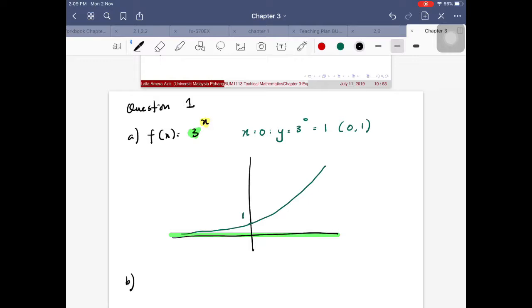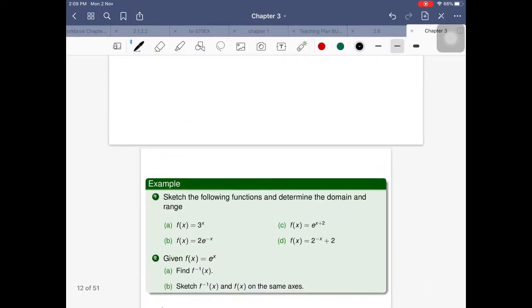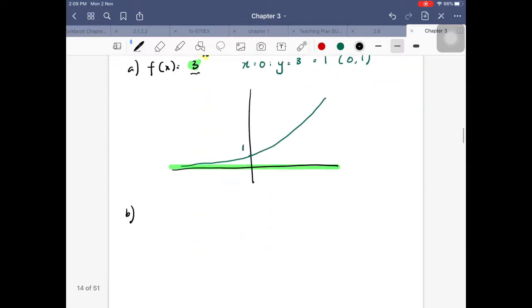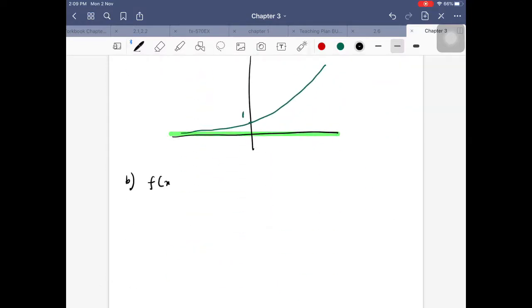And if you sketch e to the x, that's going to be pretty much the same, but it's going to be lower because this is a value of 3 and e is a value of 2.7. And for b, I have f of x equal to 2 exponential of negative x.